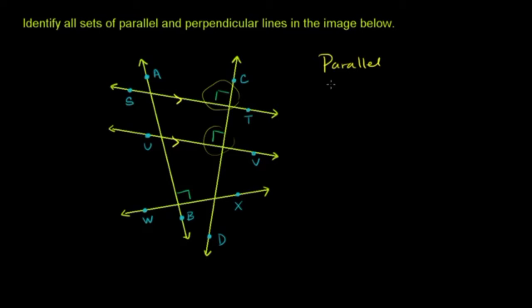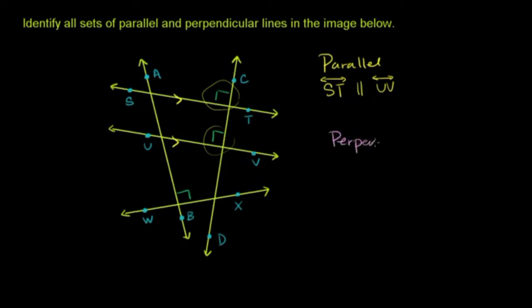And we can write it like this. Line ST, we put the arrows on each end of that top bar to say that this is a line, not just a line segment. Line ST is parallel to line UV. And I think that's the only set of parallel lines in this diagram. Yep.